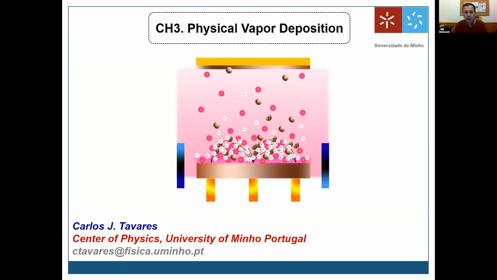So in this chapter 3, we will talk about physical vapor deposition. Actually, in chapter 2, we talked about physical vapor deposition, but regarding a thermal evaporation process. In this chapter, we will be dealing with sputtering.